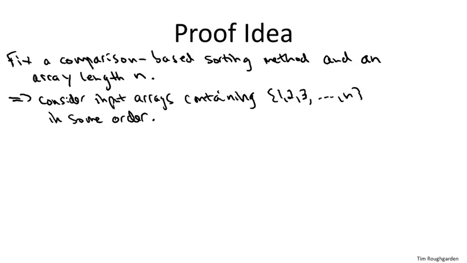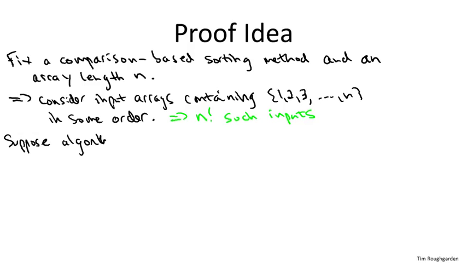Now, despite seemingly restricting the space of inputs that we're thinking about, even here, there's kind of a lot of different inputs we've got to worry about, right? So n elements can show up in n factorial different orderings, right? There's n choices for who the first element is, then n minus 1 choices for the second element, n minus 2 choices for the third element, and so on. So there's n factorial choices for how these elements are arranged in the input array.